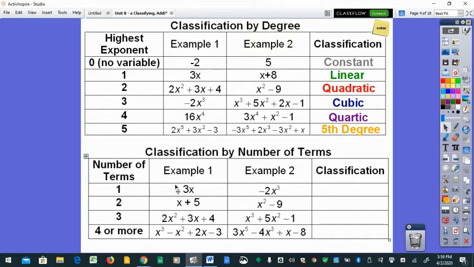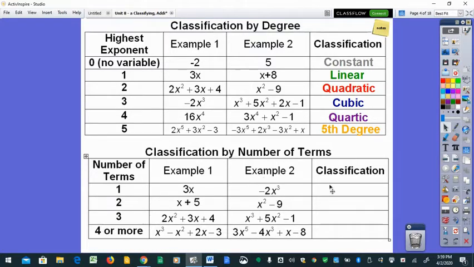But then how many terms are there? So notice there's one term in both of these. Notice there's 1, 2, the x and the 5, or the x squared and the 9. There's 2 terms. Down here you see 1, 2, 3. Remember, the terms are separated by either additions or subtraction, and there's 3 over here, and there's 4. Now, this was kind of like their last name.